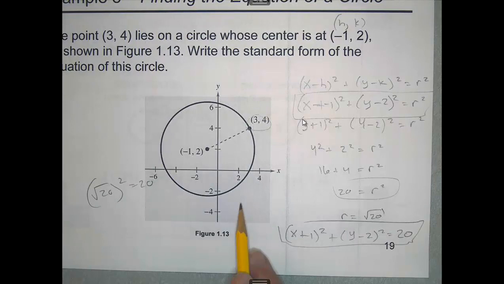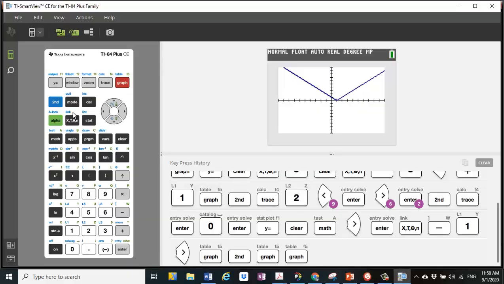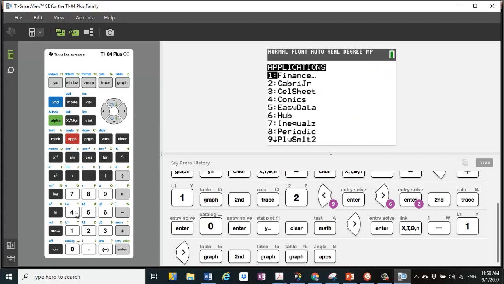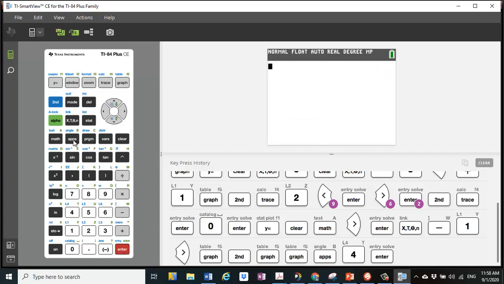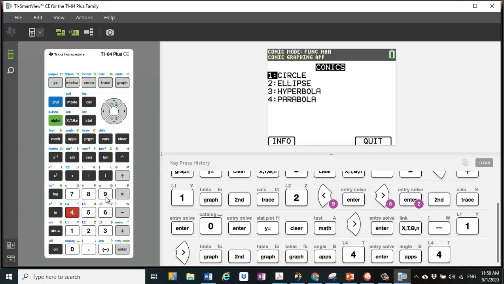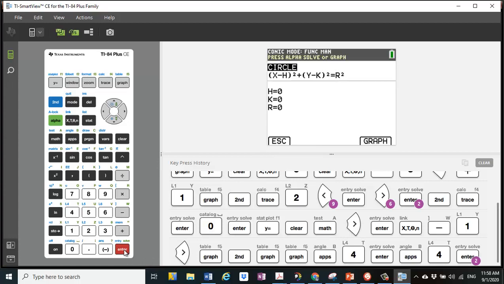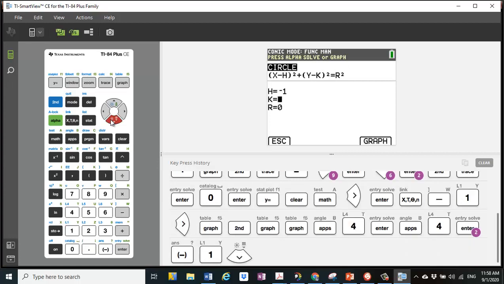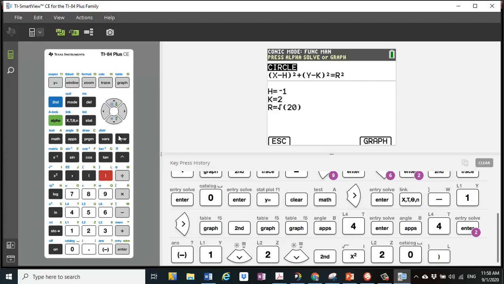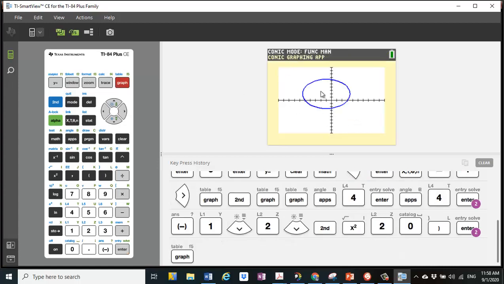All right, you do have that feature in your calculator as well. Honestly, I don't use it very much, and you probably won't either. But if you pull up your calculator and you go to apps and you go to conics, which is 4, circle, you can use standard form equation of a circle. And in this case, our h was negative 1, and our k is 2. And then our radius ended up being the square root of 20. Second square root, 20. And you can always graph it from there. You just hit graph. I know it doesn't look like a circle. It looks like an ellipse. But that's because you don't have a rectangular window here. This is a circle.